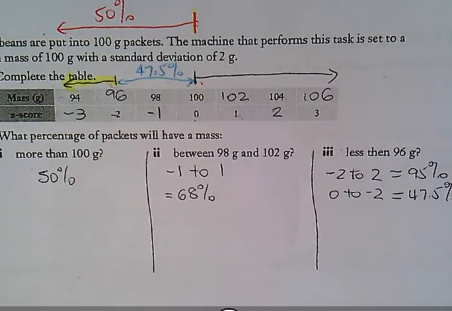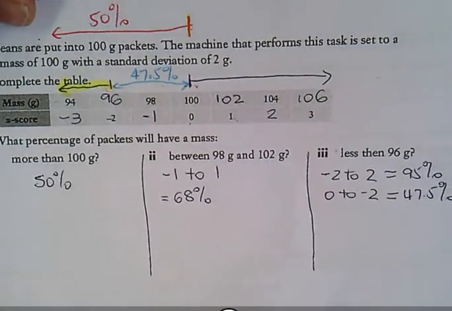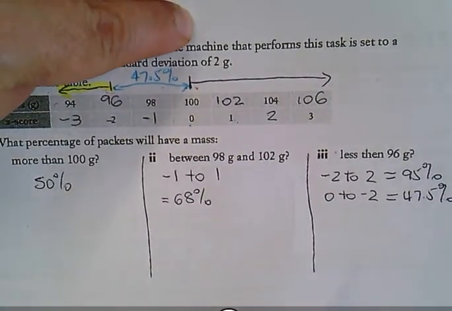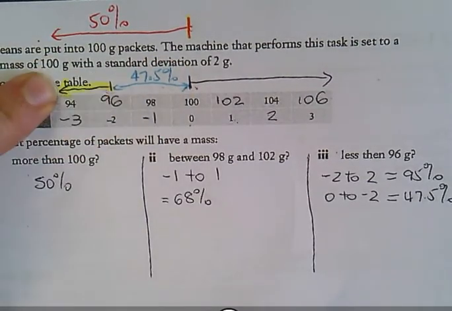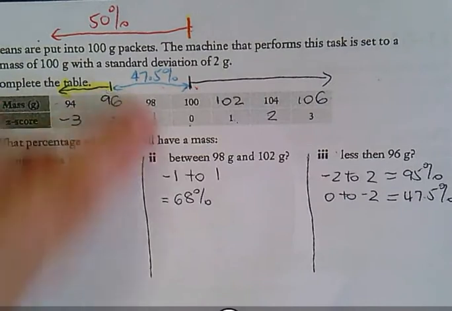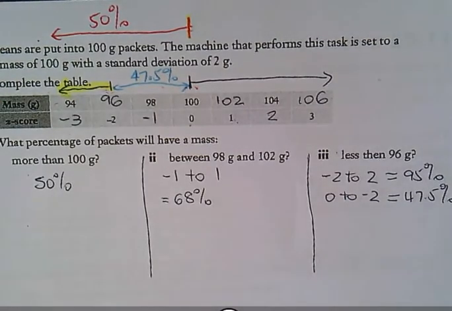So what's my yellow bit? What percentage are less than 96? What do I do? From there down is 50%. This section here is 47.5. What's that? It's 50 minus 47.5.